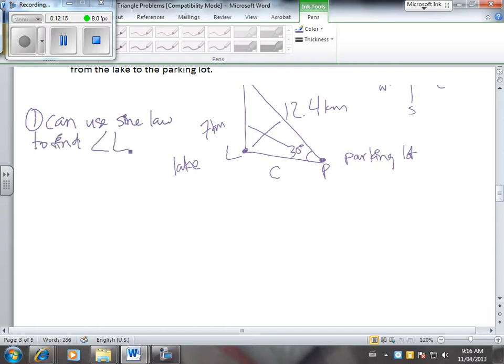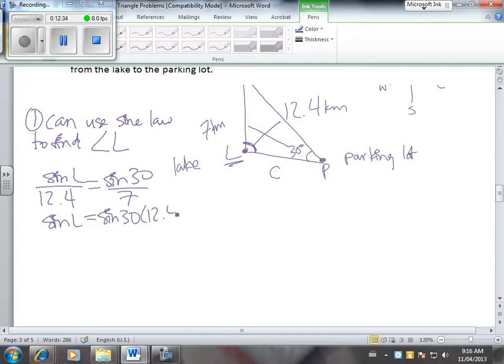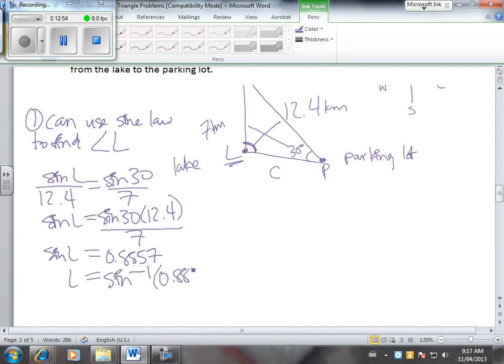sine law, angle L over 12.4 equal 30 over 7. We get that sine L equals sine 30 times 12.4, because we multiplied both sides by 12.4, divided by 7. Sine L equals 0.8857. So L equals sine inverse of 0.8857. So L will equal 63 degrees.